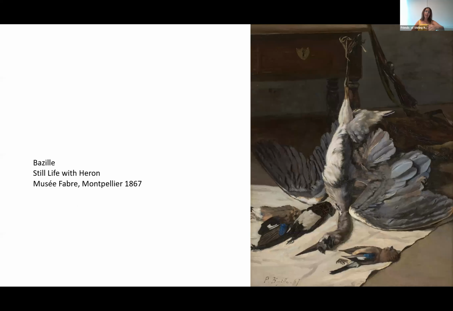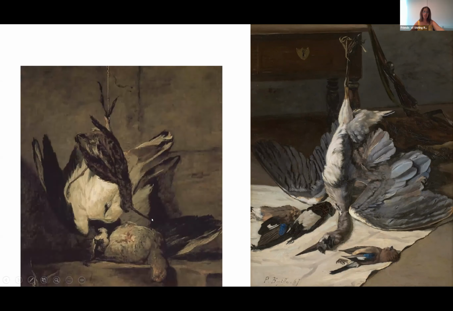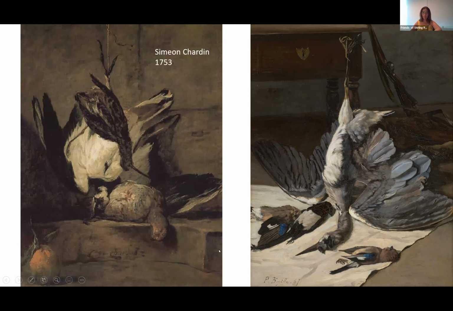So we see that artists like Bazille, who is one of those young artists who are going to have classes with Gleyre, he's going to paint still life like this one, this still life with a heron. They're going to follow a tradition in France, for example, by Chardin, to paint birds that are going to be eaten later on.